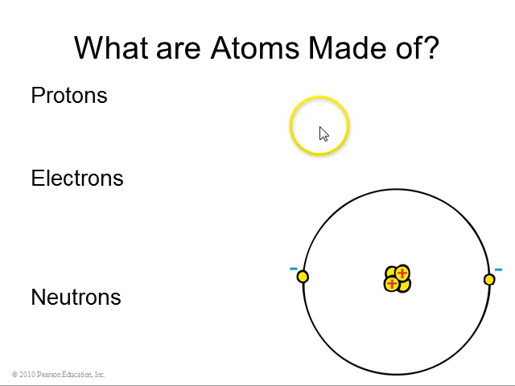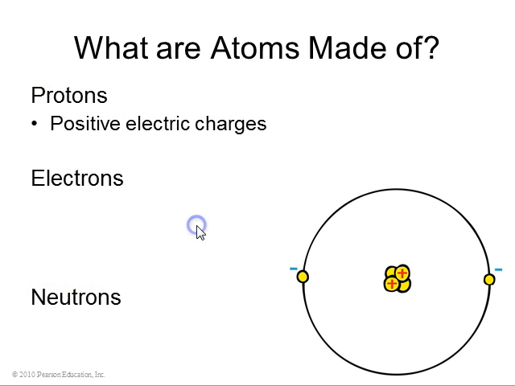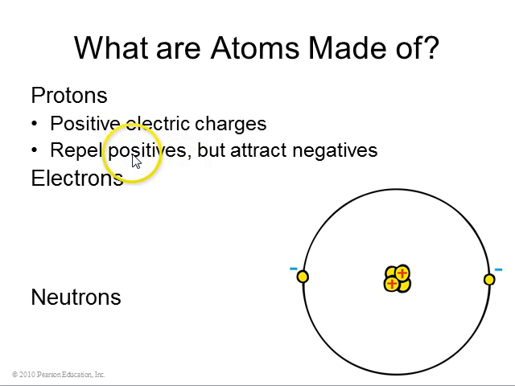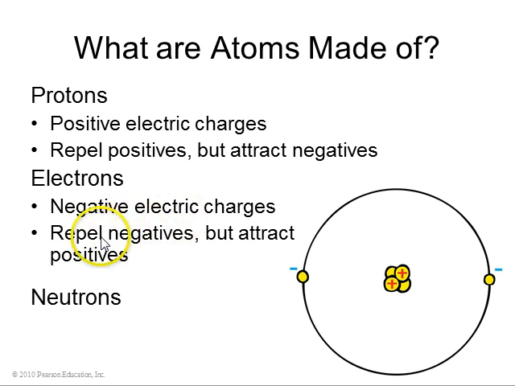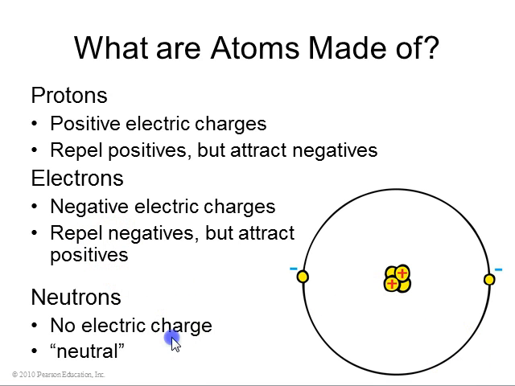So we have to go back a little bit and review what atoms are made of. Remember, atoms are made of protons, electrons, and neutrons, where protons are positive, so that's their electric charge, meaning that they repel other positives but attract other negatives. And electrons are negatively charged, so they repel other negatives but they attract positive charges. And neutrons have no electric charge, we call them neutral.